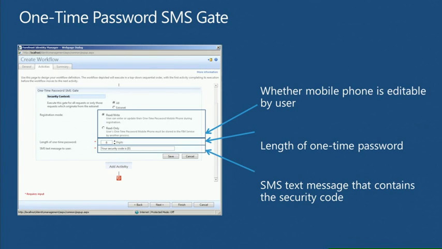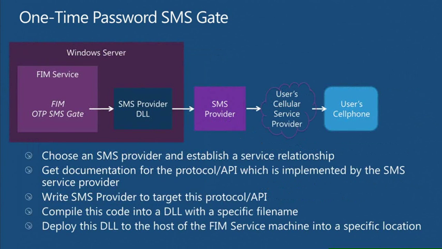So now that you've configured these gates, you have to say, well, how do I make it work? Now, if it's Q&A, no change needed. FIM already knows how to do that. If it's email, well, we can point FIM to an email server. Pretty straightforward. If it's SMS, here we had a problem.